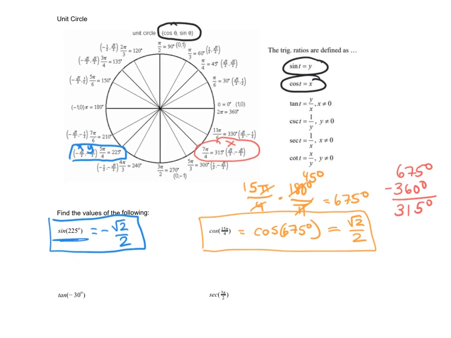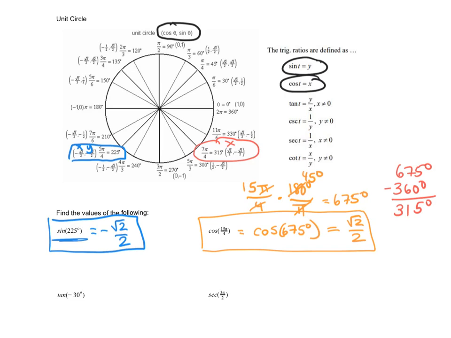All right. Now the next one says tangent of negative 30. Well, again, negative 30 is not on there, but it is in degrees. So I'm not going to subtract 360, because that would make it more negative. I'm going to add 360. So negative 30 plus 360 is 330. So the tangent of negative 30 is the same as the tangent of 330.